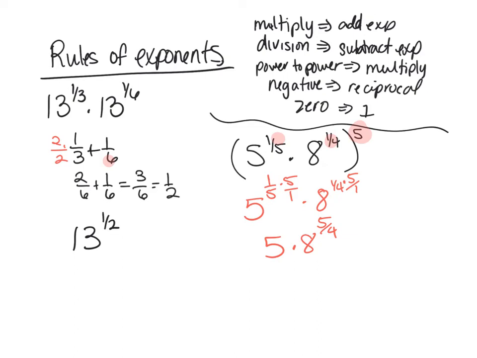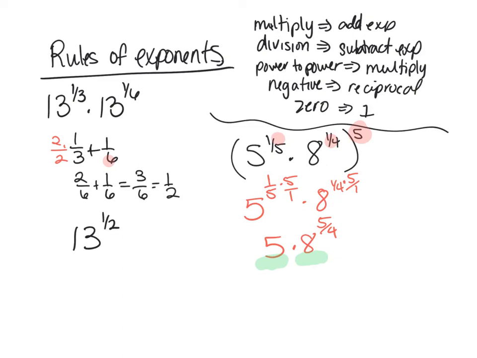Can't we take the 1/5 and the 1/4 and make them common denominators? We can, but it's not going to help us because I don't have the same base. The base of my power is not the same, so I can't combine that together. I thought you meant bases and like denominator. No, the base of the power.